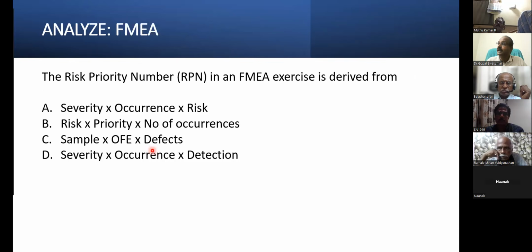RPN, risk priority number in an FMEA, is derived from what is the best formula here? Option B, the last one: severity rank multiplied by occurrence rank multiplied by detection rank. Every rank will vary between 1 and 10 only, right? So the lowest RPN will be 1 and the highest RPN will be 1000.